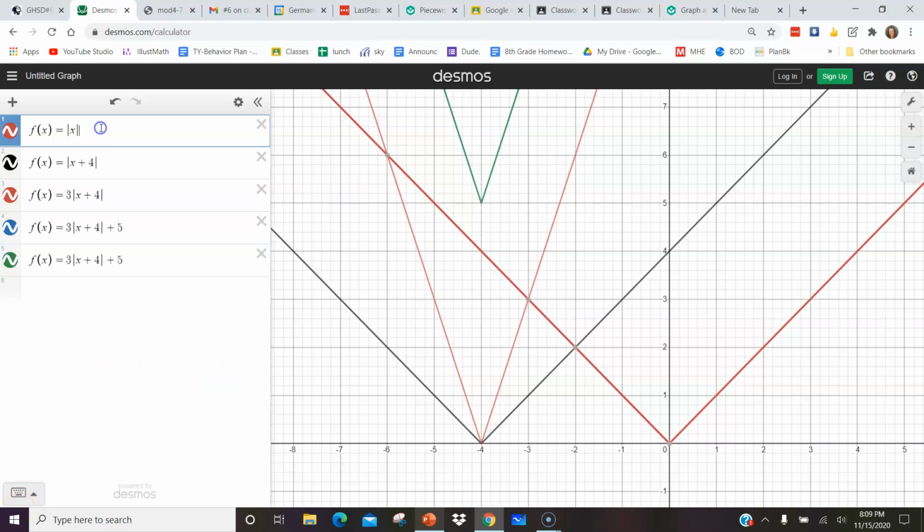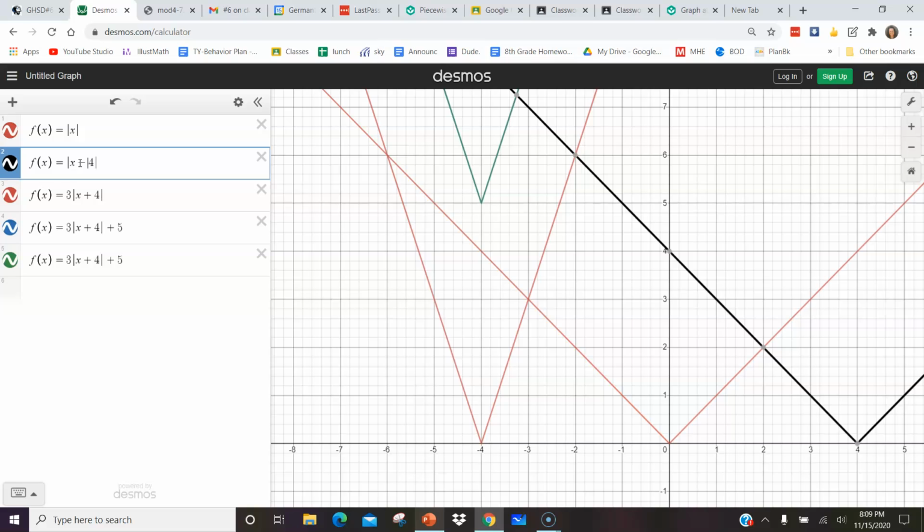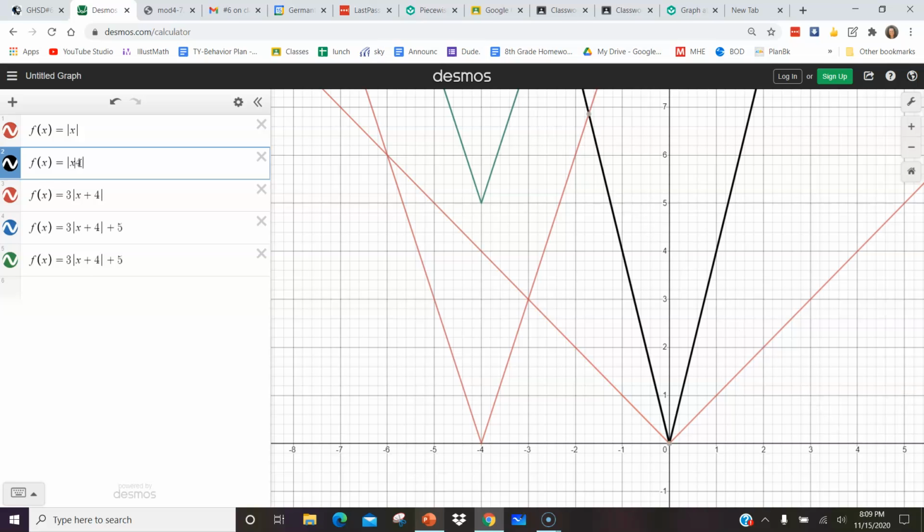Again, just to refresh, here's our parent function right here. I took my parent function and I shifted 4 units to the left by adding +4 to it. Now, if I just subtracted it instead, he'd go to the right. Okay, think of opposite directions. I'll go back and make that a plus.